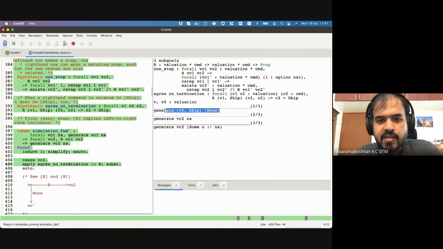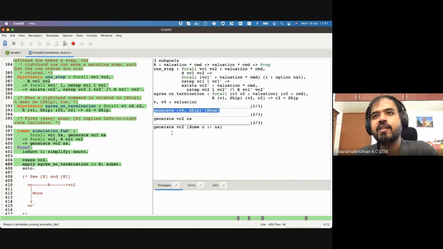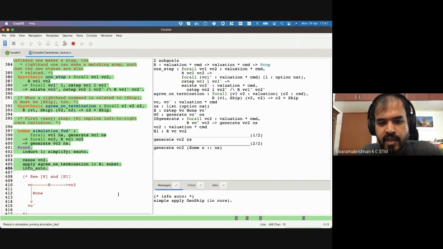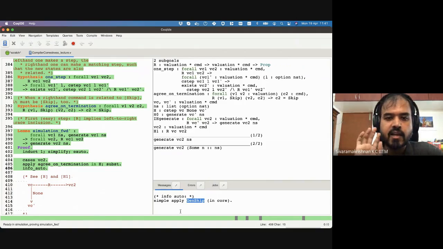You got this, and this is just a constructor. At this point, this is just a fact. This is how we've defined it. If you do info auto, you'll see that it's just a direct application of gen skip. That's the rule for the termination that goes through. Now we have two other subgoals that we need to prove.